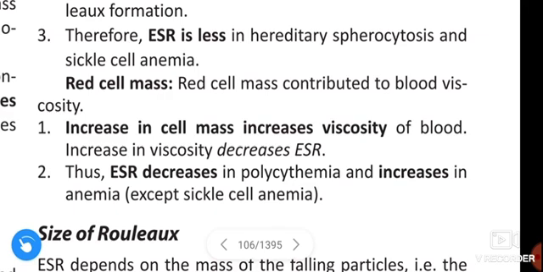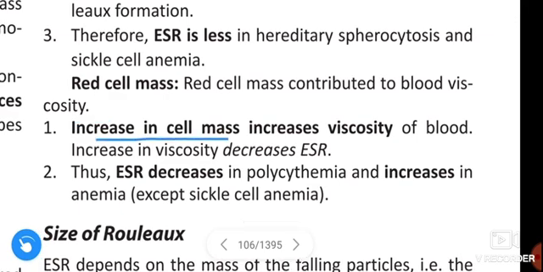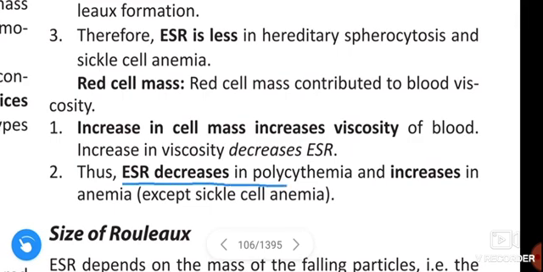Okay guys, see once again. Red cell mass contributes to blood viscosity. Increase in cell mass increases viscosity of blood. Increase in viscosity decreases erythrocyte sedimentation rate. Erythrocyte sedimentation rate decreases in polycythemia. That means when cells increase, erythrocyte sedimentation rate decreases. When cells decrease, erythrocyte sedimentation rate increases. It decreases in polycythemia and increases in anemia.